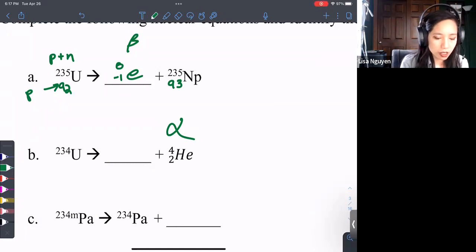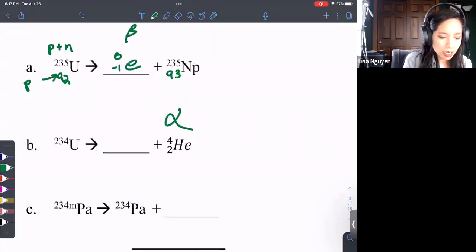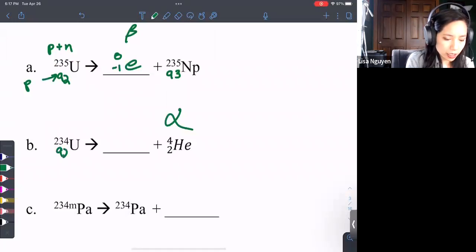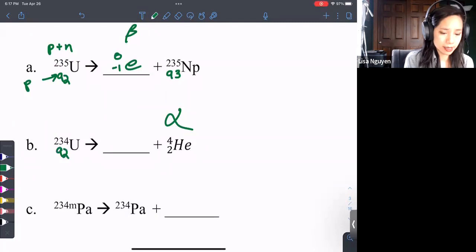Great question. Okay, so the next one here, same idea. We already said uranium is 92. So we just need to figure out what's the missing piece.